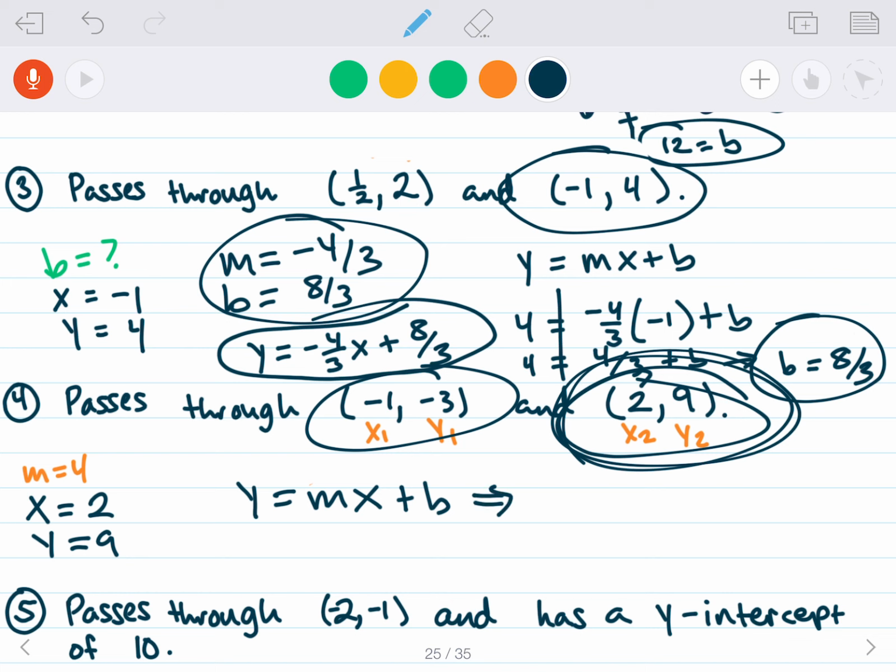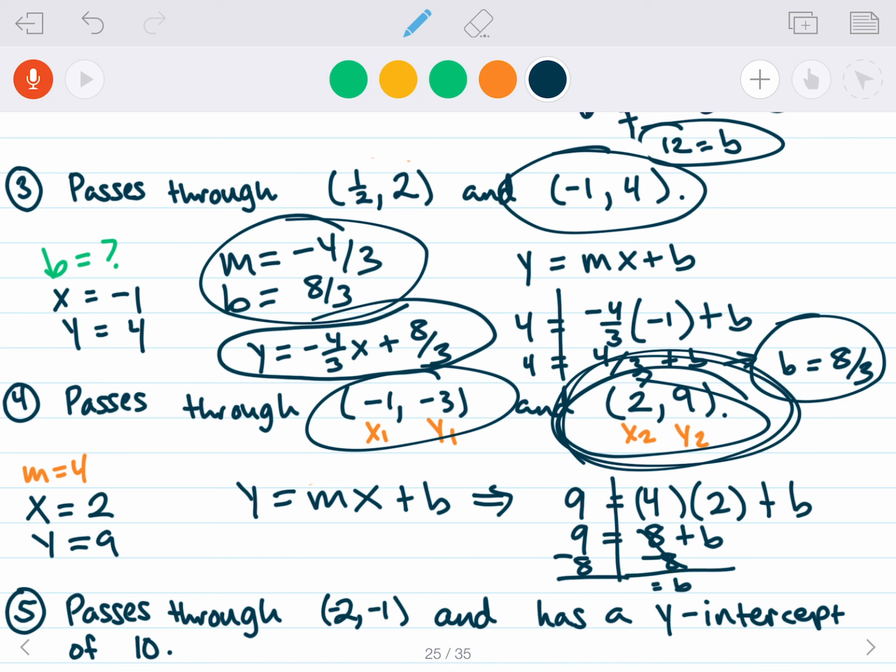Let's write it over here. We have y is 9, m is 4, x is 2, and b we're trying to find. Okay, solving for b. On the right, if we do 4 times 2, we get 8, 8 plus b. And then if I subtract 8 from both sides, I get b equals 1. So now I have everything that I need.